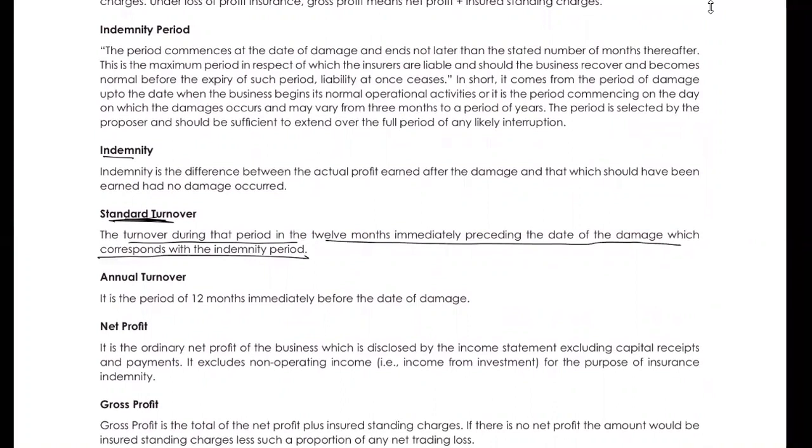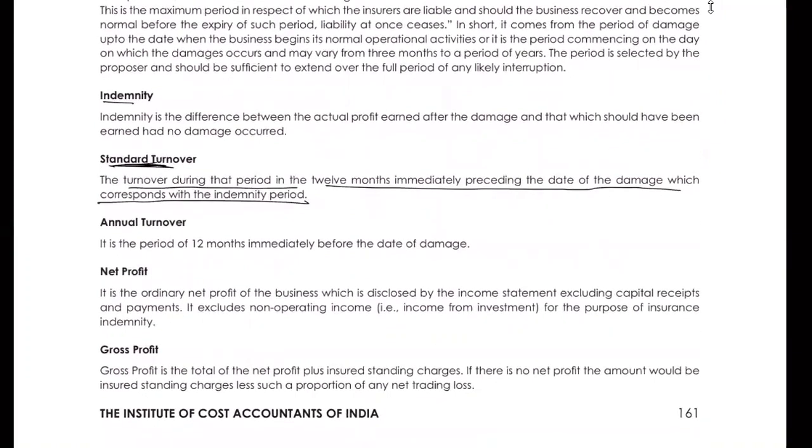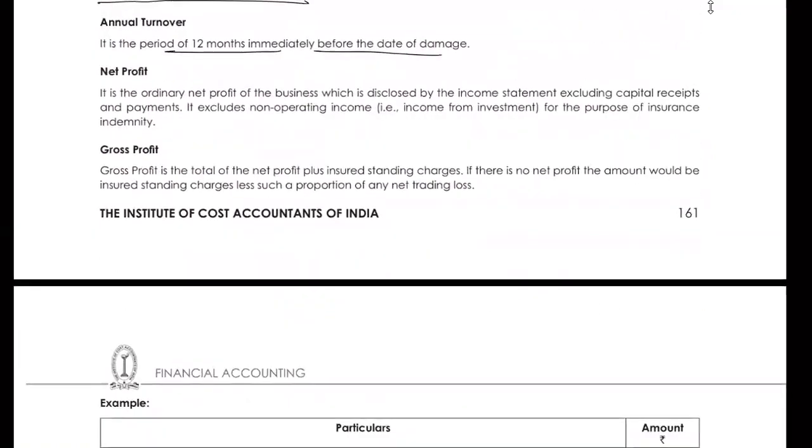Standard turnover. See, the turnover during that period in the 12 months immediately preceding the date of damage, which corresponds with the indemnity period. कौन सा वाला जो हम कर रहे थे कि जिस दिन डेट ऑफ फायर उससे पहले का 1 साल. Okay, 1 year just before the date of damage, annual turnover period of 12 months. Net profit, gross profit.